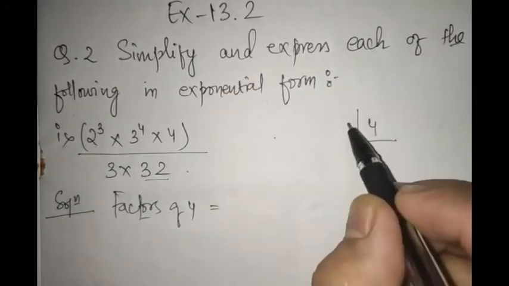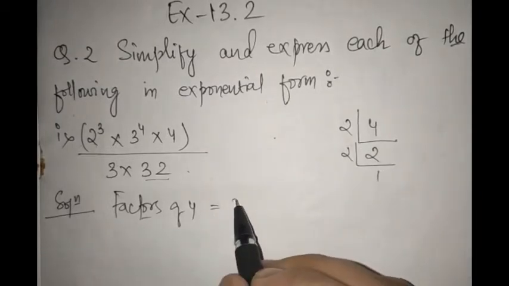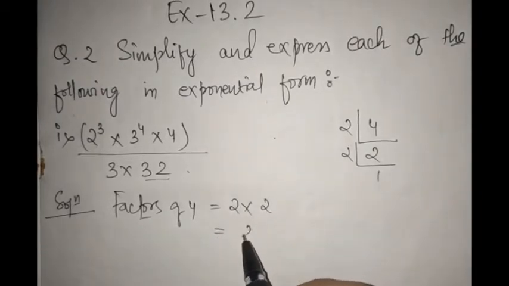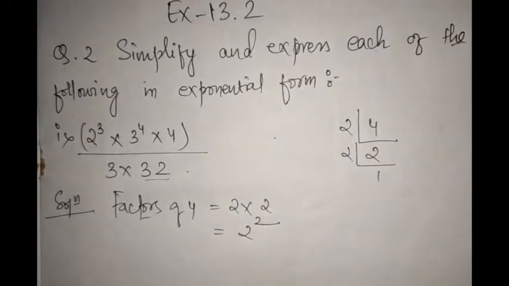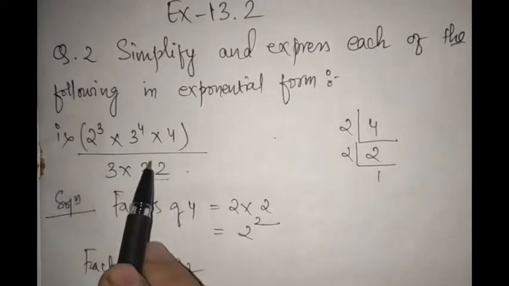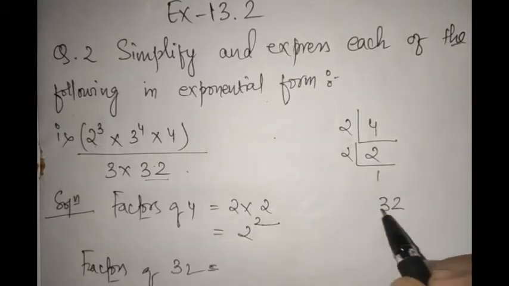So first of all find the prime factors. 2 2s are 4, 2 1s are 2. So 2 into 2, if you have to write this in the exponential form, it will be written 2 square. Why? Because 2 times 2 is getting repeated, so 2 square is there. Similarly, another number of which you have to find the factors is 32, because these two are the only numbers which are not expressed in the exponential form, right? So now you have to write this in the exponential form.